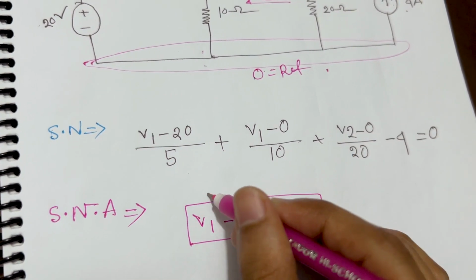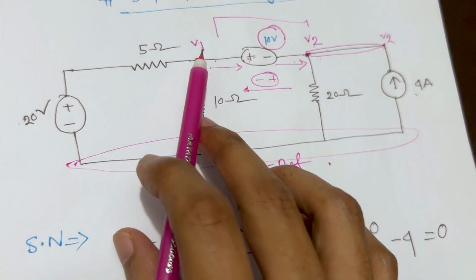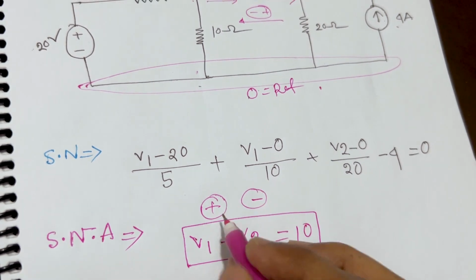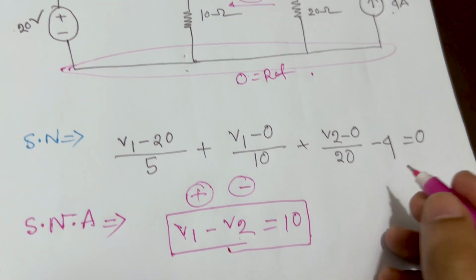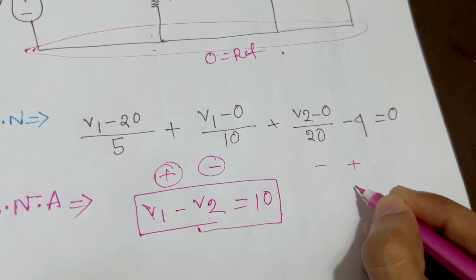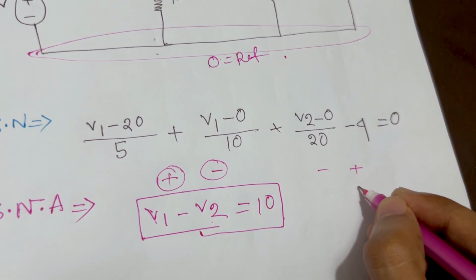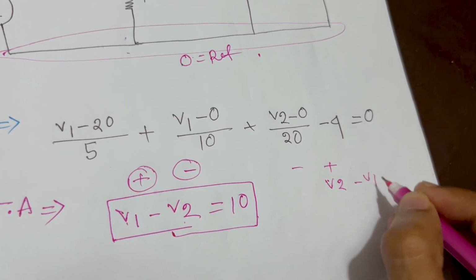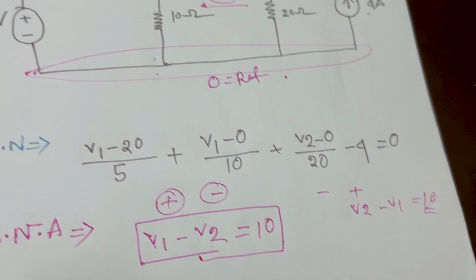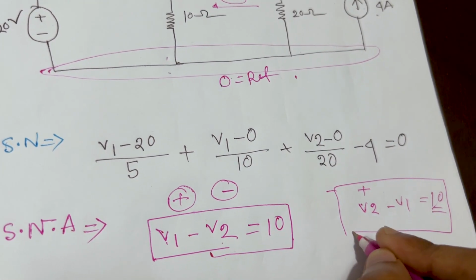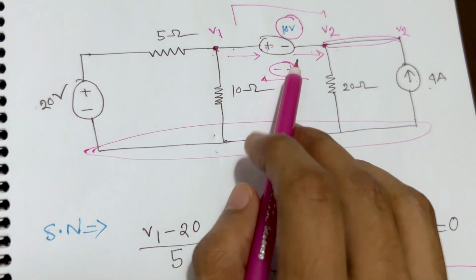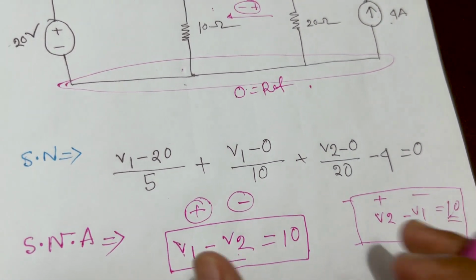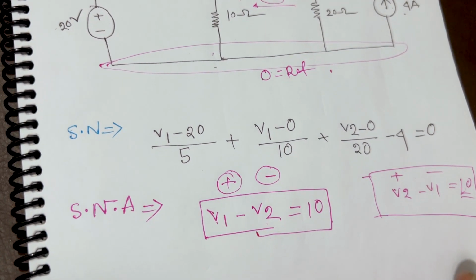Okay, if V1 is the positive side of the current, because it is going from left to right, and V2 is on the right, then V1 minus V2 equals 10. If it is going from this side plus to minus, then it should be V2 minus V1 equals 10. It would be different for the opposite direction, if this was positive and negative like this. So these are the two equations that we did.